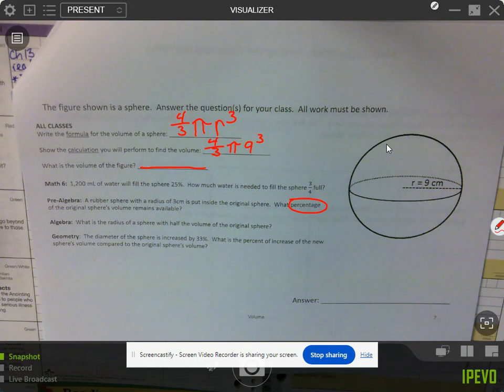So figure out the volume of the rubber sphere. We know the volume of the original sphere. Subtract it out to see how much is remaining, and then find the percentage. So you have to find the volume of the small rubber sphere, subtract it from the original sphere, and then find what percentage is remaining. So your answer should be a percent.